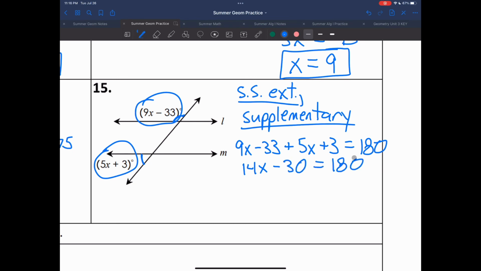And now we solve. Let's add the 30 to both sides, so we get 14x equals 210. And then we're going to divide both sides by the 14, and we get x equals 15.